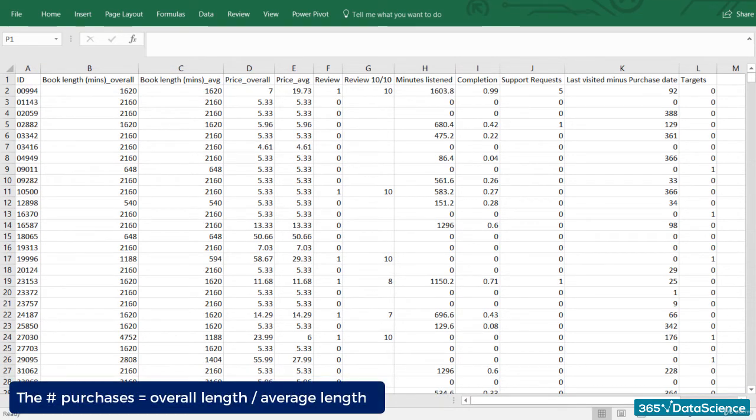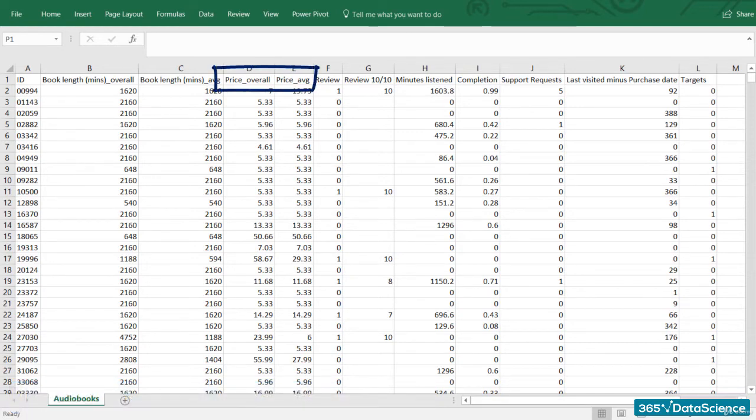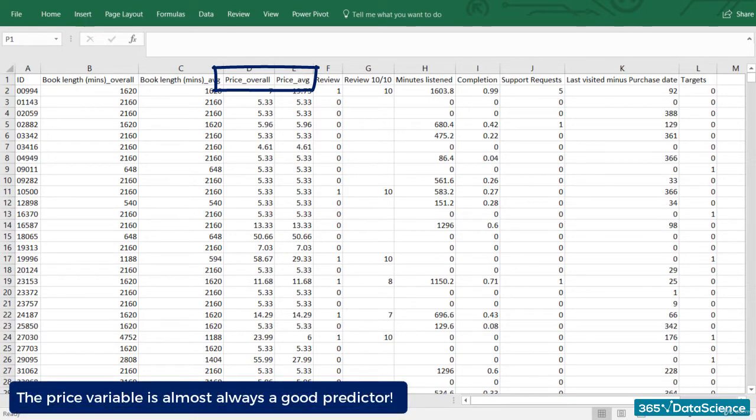Then we have the overall price paid and the average price paid. These variables were constructed in the same way as those for book length. The price is in dollars, although it makes no difference to the algorithm. By the way, the price variable is almost always a good predictor of behavior.